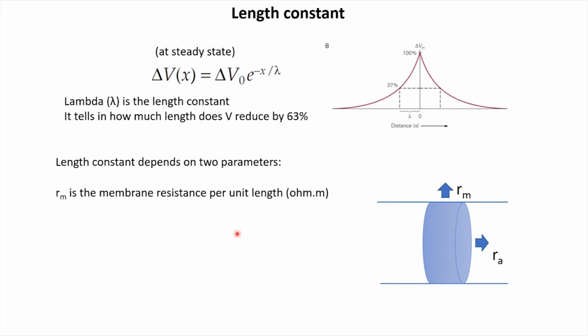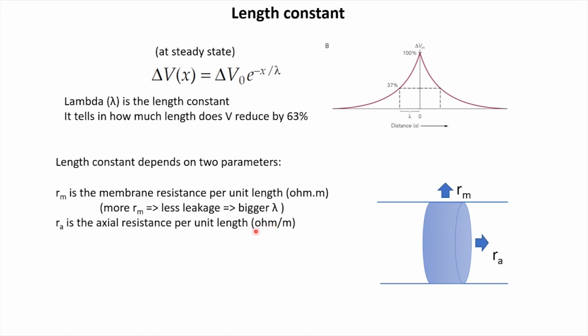So when we increase Rm, we are making it more difficult for the current to flow through the membrane, which means that more current will be able to flow along the axial direction, and it will be able to go a farther distance. So the lambda should increase. So there is less leakage and current travels a farther distance along the length of the axon or the dendrite, and so we have a bigger lambda.